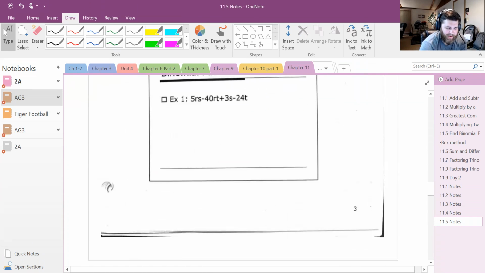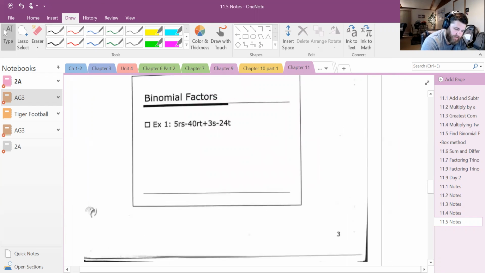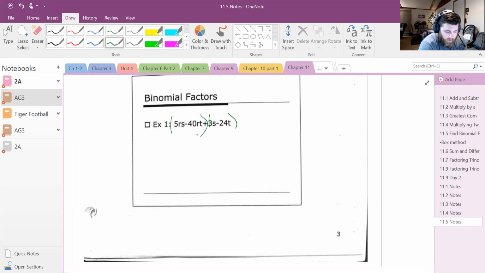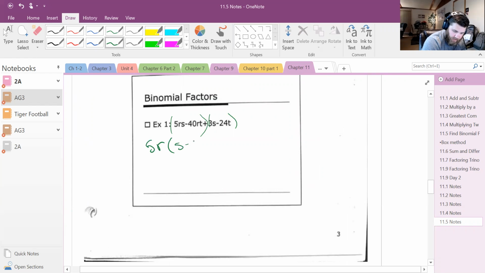Okay, so now we got one that's not guided. Good, I don't want that. So we got to start by grouping the first 2 and the last 2. Okay, what can I pull out of the first 2 terms? I know I can pull 5 out. So I can pull 5r, it looks like. So we have 5r, and we're left with what on the inside? S minus what, 8t? Okay, plus, now remember, I want these to be the same. What can we pull out of the second 2 terms?